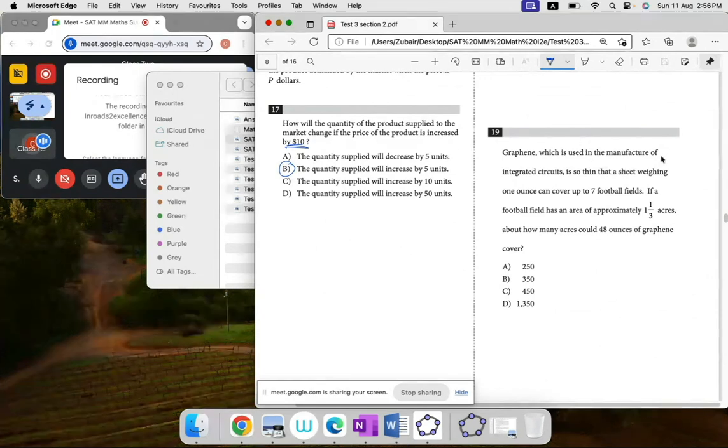Graphene, which is used in the manufacture of integrated circuits, is also thin enough that a sheet weighing 1 ounce can cover up to 7 football fields. If a football field has an area of this many acres, how many acres would 48 ounces of graphene cover? So 1 ounce is covering 7 football fields, which is 48/3 times 7. So 48 would just be a product of this, and that is 448.